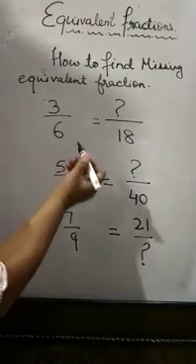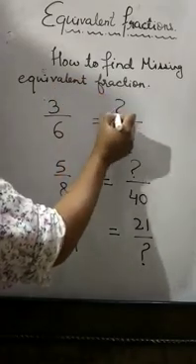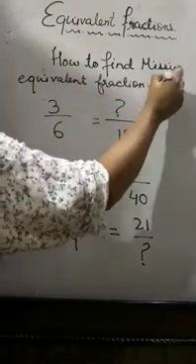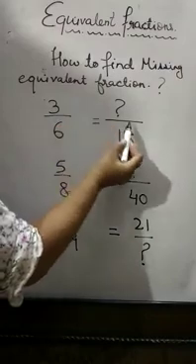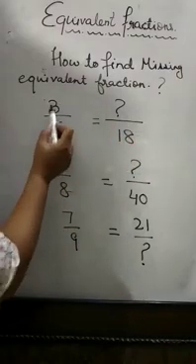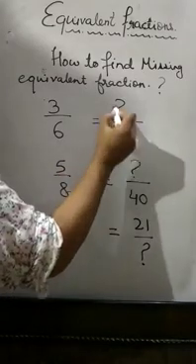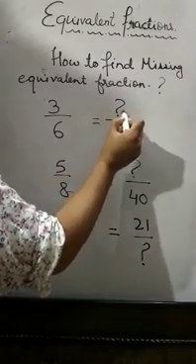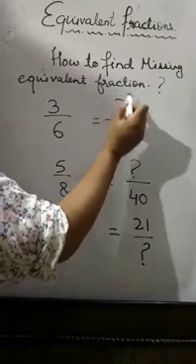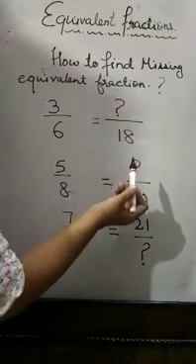Now let's find out how we can find the missing equivalent fractions over here. Now see, we have two fractions. First is 3 upon 6, numerator and denominator both are given. In the second fraction, we have a question mark in the numerator, that is, we have to find out what we should fill over here, and the denominator is given.